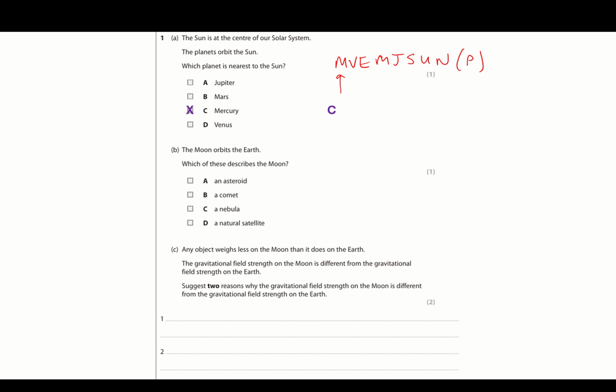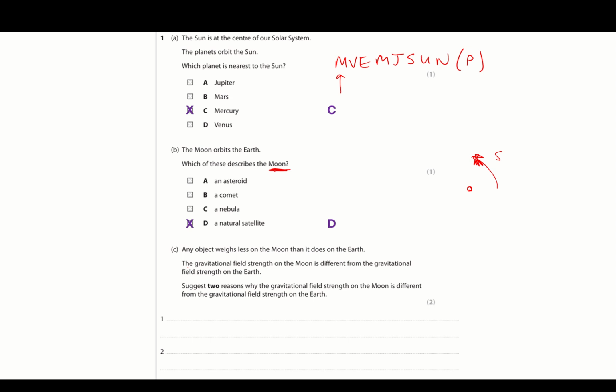The moon orbits the Earth. Which of these describes the moon? So if I've got something in the middle and something going around with it, you're a satellite of that larger object. And clearly you've got choices for the satellites. You can either be a natural satellite or an artificial satellite. Well, the moon is definitely natural, so that's going to be D, a natural satellite.